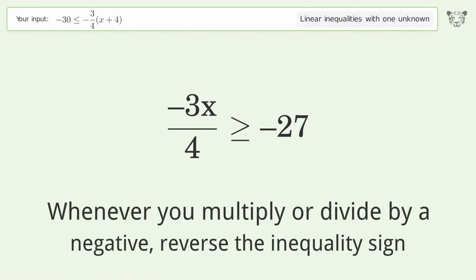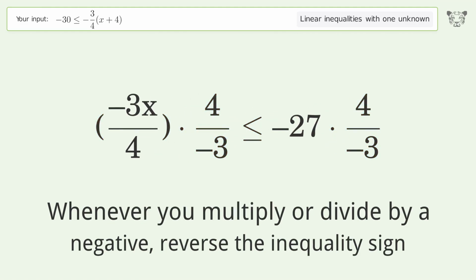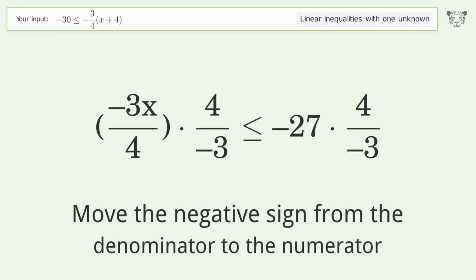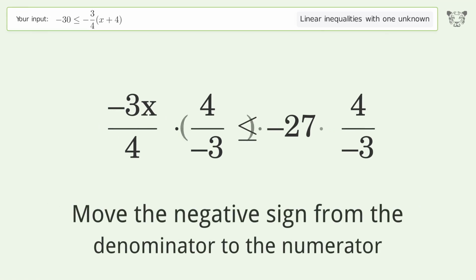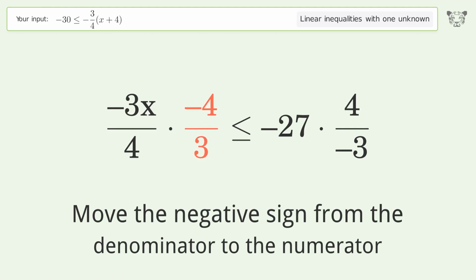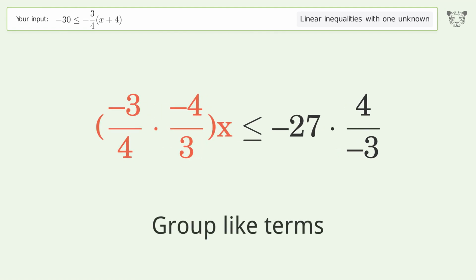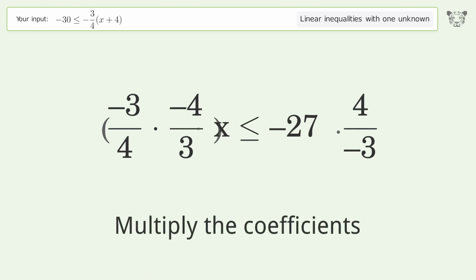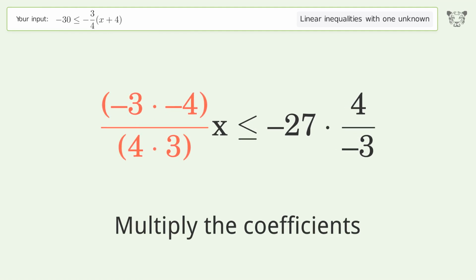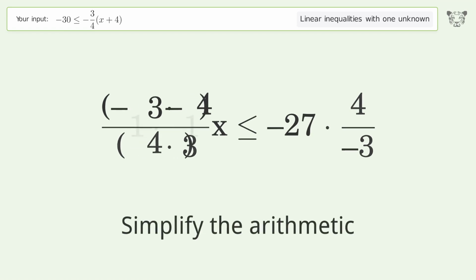Whenever you multiply or divide by a negative, reverse the inequality sign. Move the negative sign from the denominator to the numerator. Group like terms. Multiply the coefficients. Simplify the arithmetic.